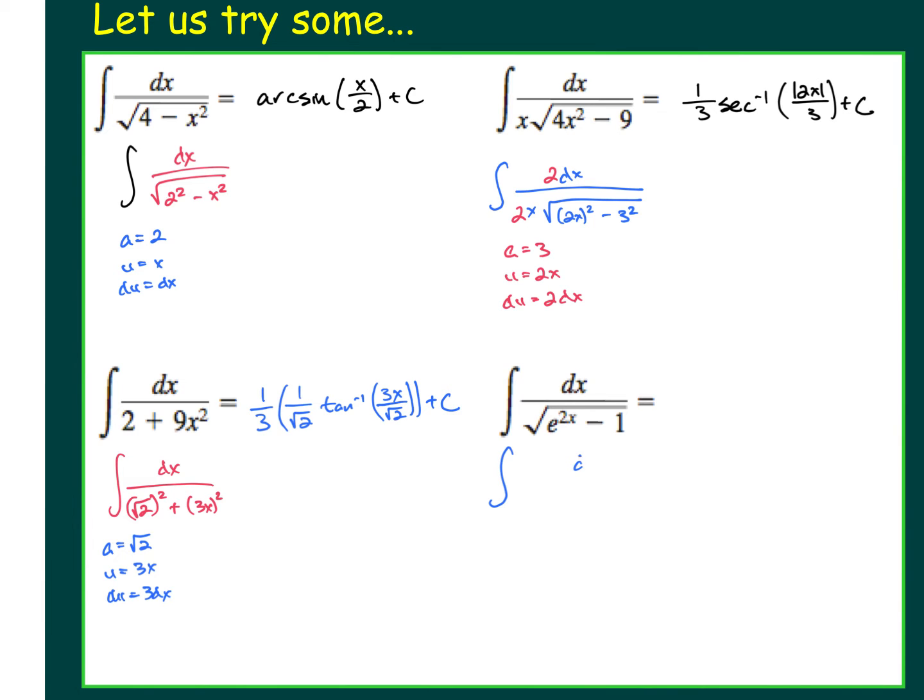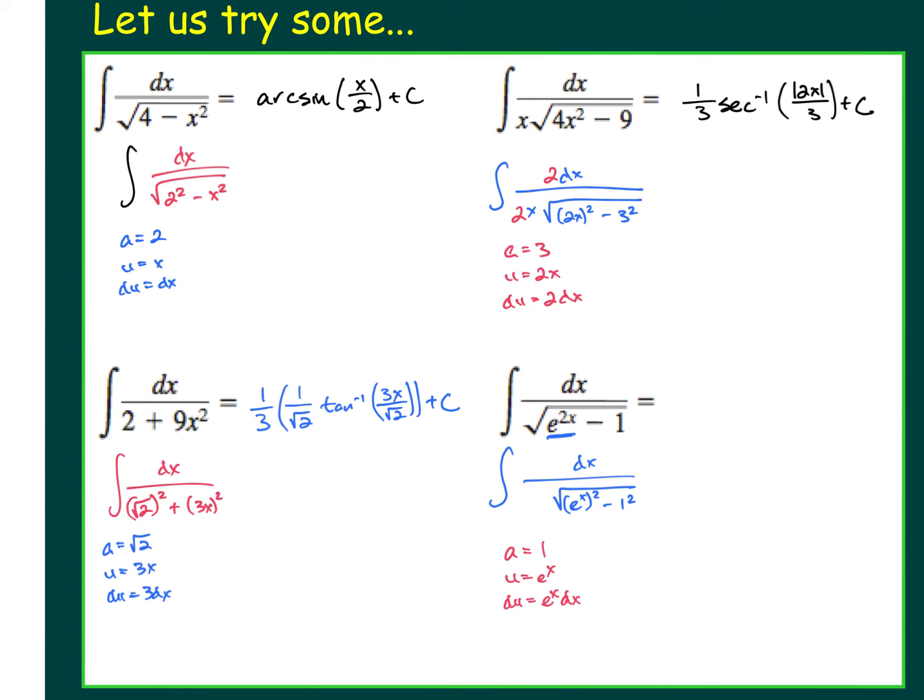So now we have a dx up top. I have a square root. How do I break this e to the 2x thing down? E to the x quantity squared. I want it to be a squared. All right, so we have e to the x squared minus 1 squared. So what's my a? 1. What's my u? E to the x. What would be my du? E to the x dx.